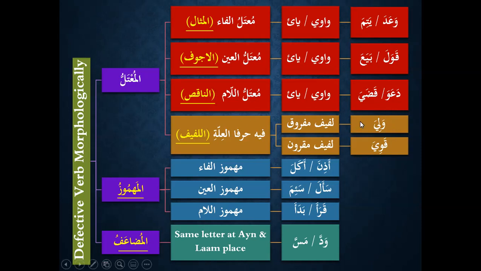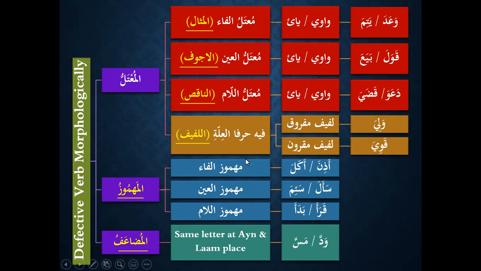And then lafif is when you have two, either together or with a sound letter interposed between the two. So waliya, there's a farq, there's a gap there. And qawiya, they're together. Waw and ya together, waw and ya separate. Mahmuz, when there's hamza at fa position, ayn position, and lam position, we call it mahmuzul fa, mahmuzul ayn, mahmuzul lam, but they haven't got any specific names.